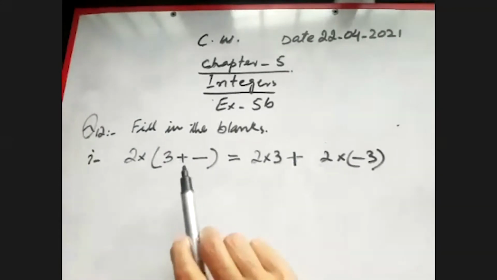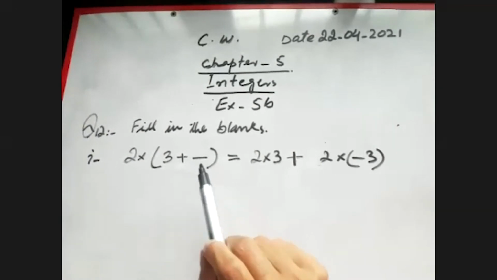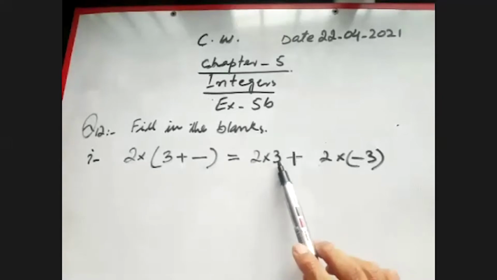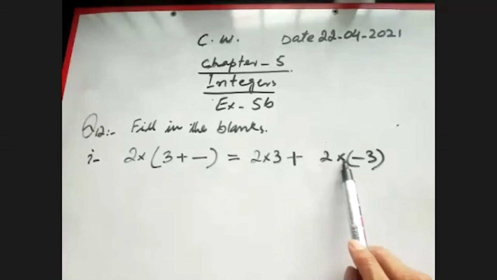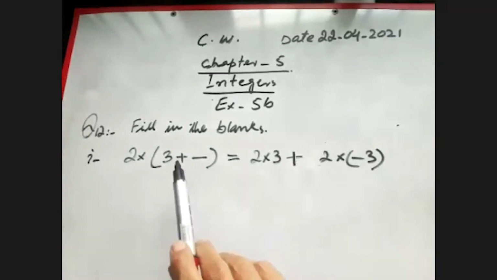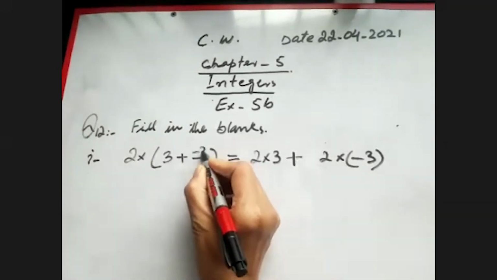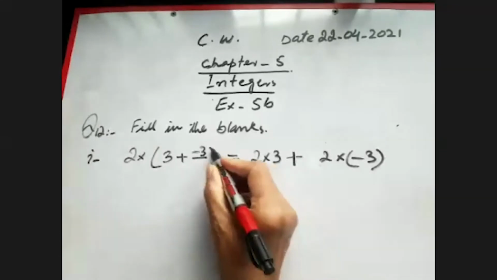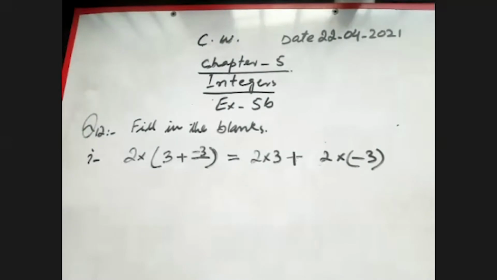So there is one number missing on the left hand side, and see the right hand side has got 2 into 3, and at the second place 2 multiplied by minus 3, where here you are missing the same number, minus 3. Fill in the blank with minus 3, which is missing on the left hand side. And the property is the distributive property of multiplication over addition.